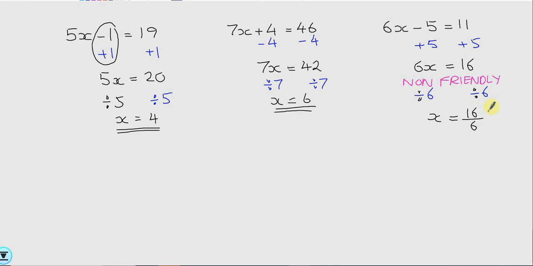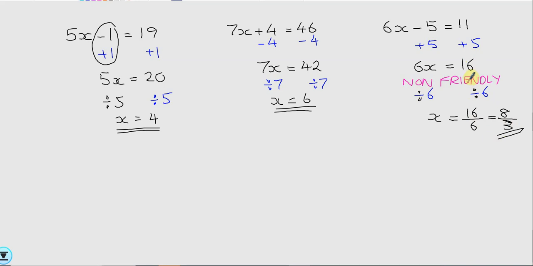You don't even need to cancel it down, but if you want it to be a bit better, you could. 8 over 3. Okay, that's a fantastic answer. But that's it. You don't try and write decimals. Keep it as a fraction. You simply write 16 divided by 3 in a more mathematical way and just leave it there.